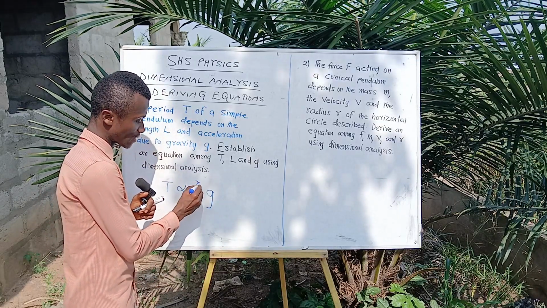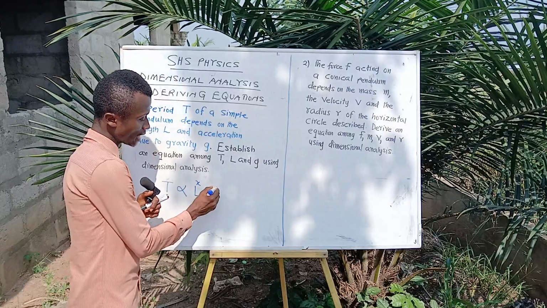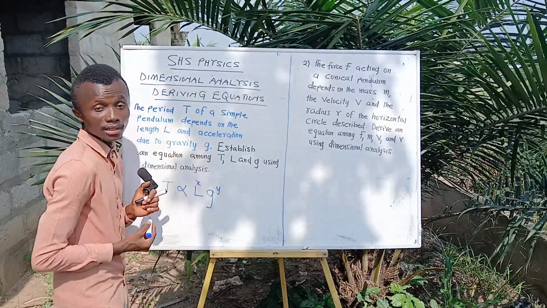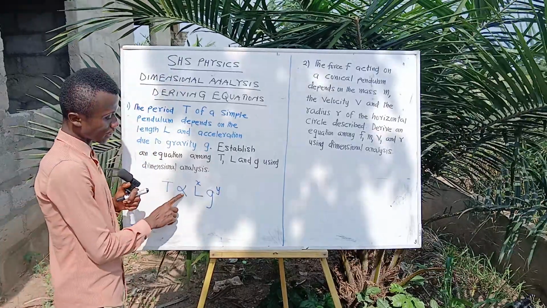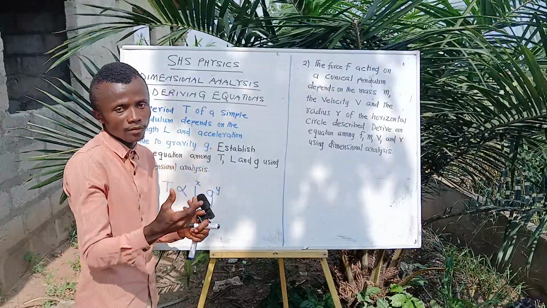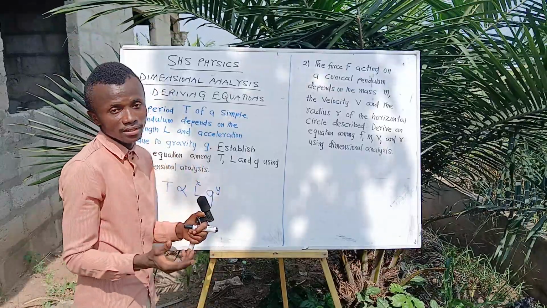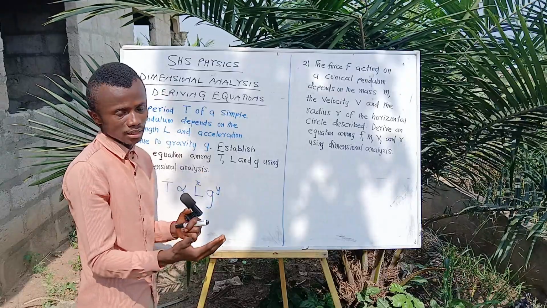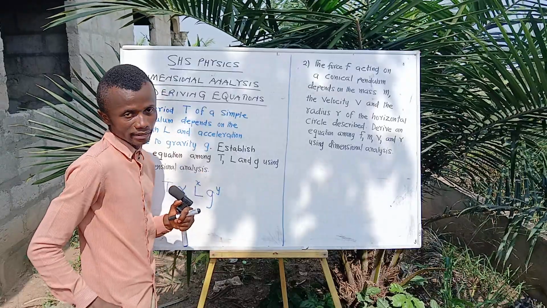We can use x for the L, and then for g, we can use y. So T is proportional to L to a certain power that we don't know. It can turn out to be power half, which will then be a square root. So we don't know the power dependence. So g to the power y. That's the first thing to do.